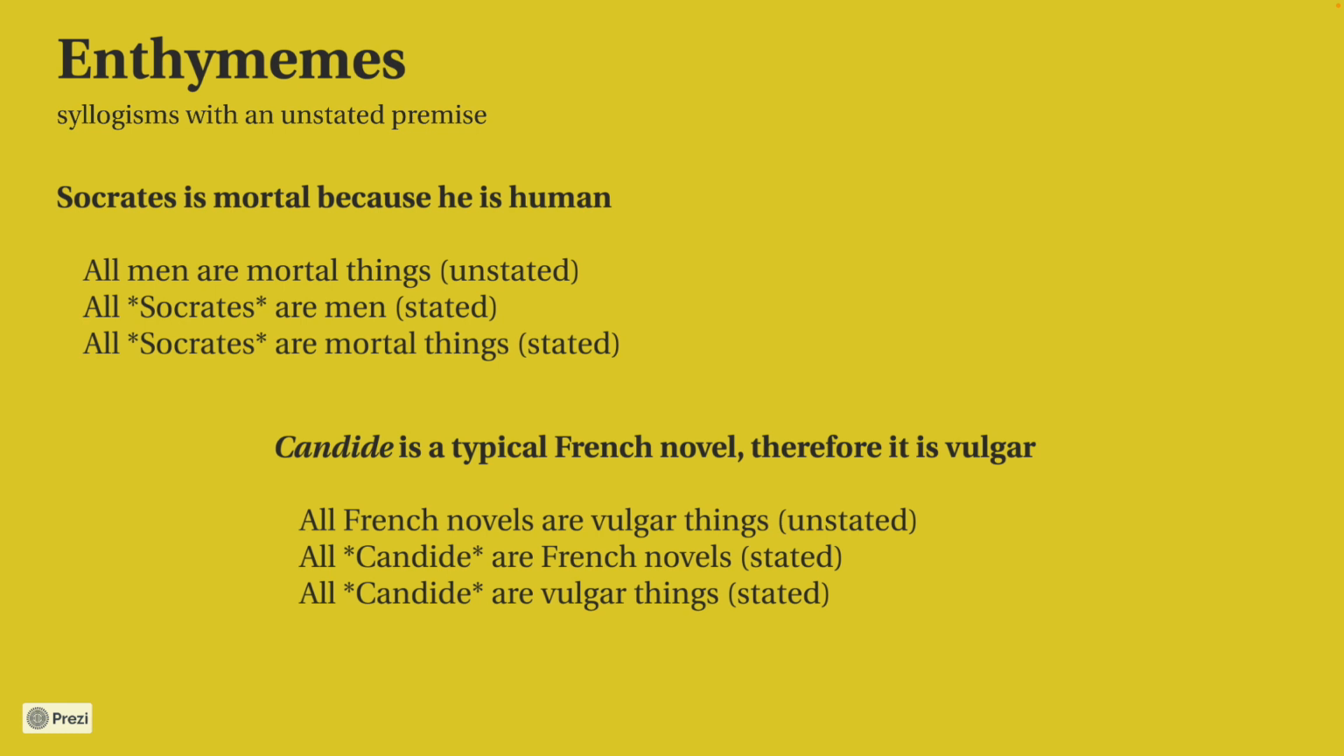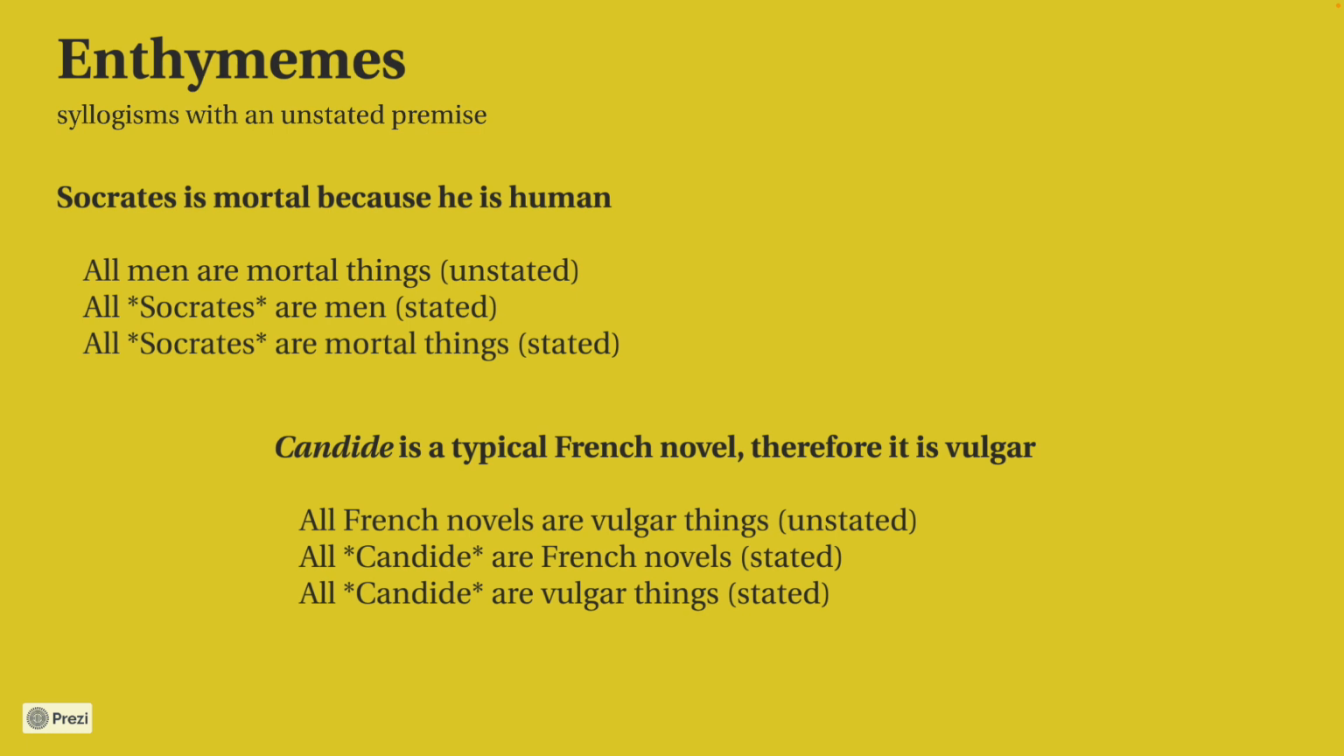What the author intends to communicate is this. All French novels are vulgar things. All Candide are French novels. Therefore, all Candide are vulgar things. So, unfortunately, with ordinary language, we often have to try to figure out what someone is trying to argue in order to fill in the missing premises, in order to then determine whether or not the argument they think they are making is actually a valid one.